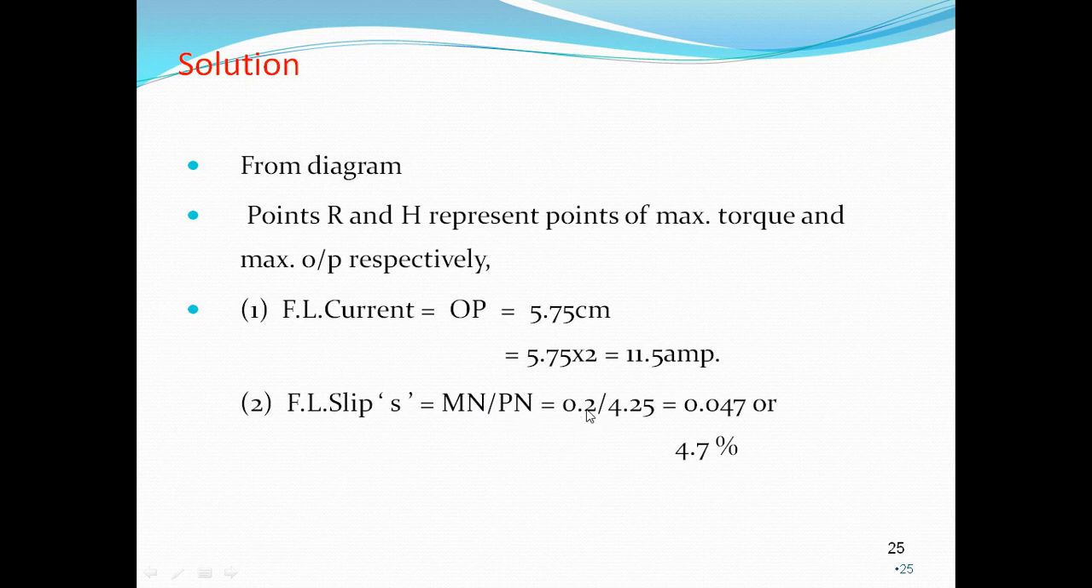Slip S is equal to Mn by Pn. Measure Mn and Pn. So that is 0.2 by 4.25, that is 0.047. Multiply with 100, you will get the slip, that is 4.7 percent.